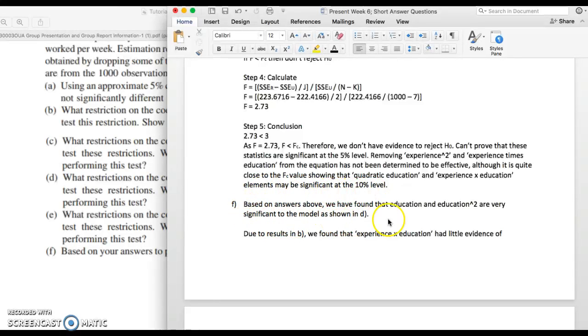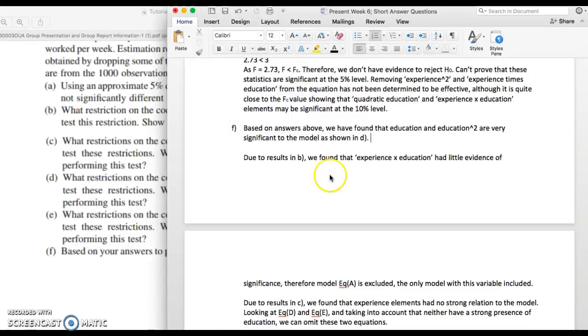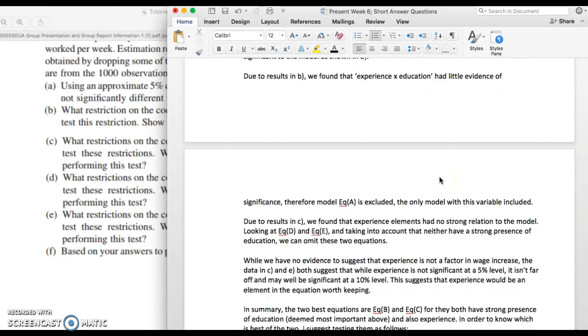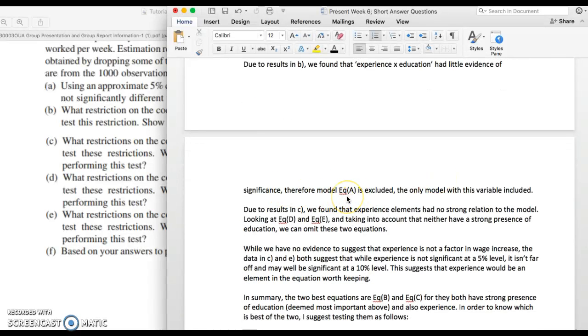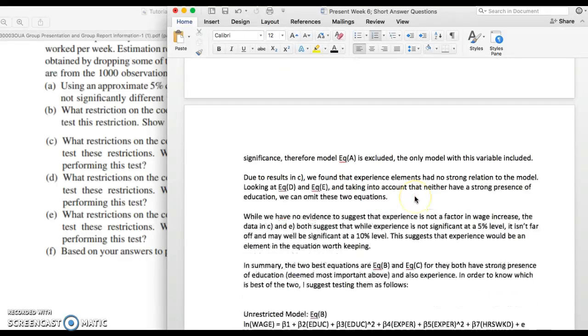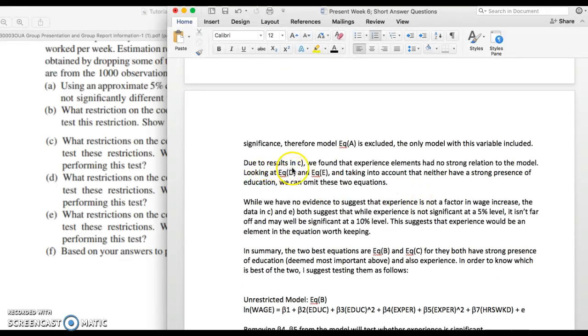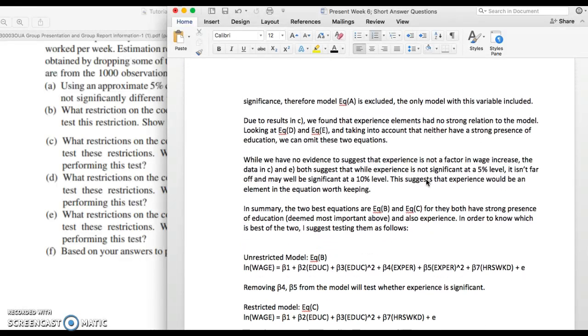So based on the answers above, we've found that education and education squared are very significant to the model. Due to results in B, we found experience times education has little evidence of significance. Therefore, the model equation A is excluded. We see that in C, we found experience elements had no strong relation to the model. Looking at D and E, taking into account neither have a strong presence of education, we can omit these two.